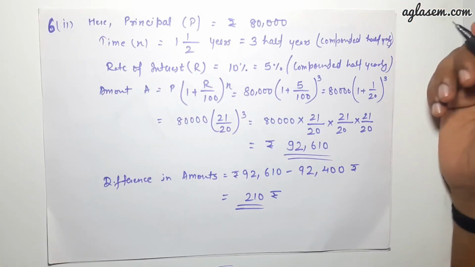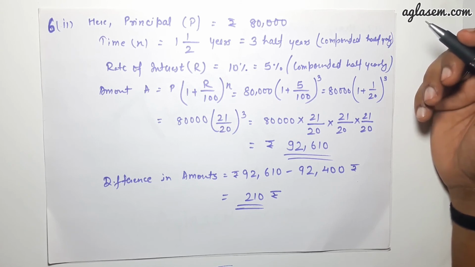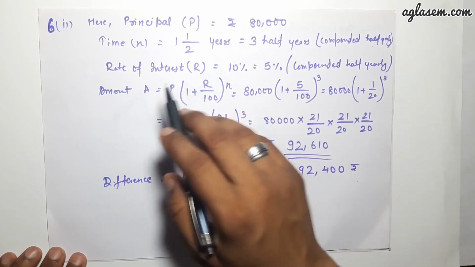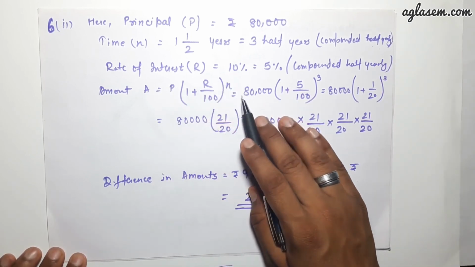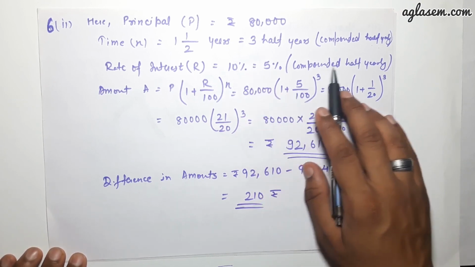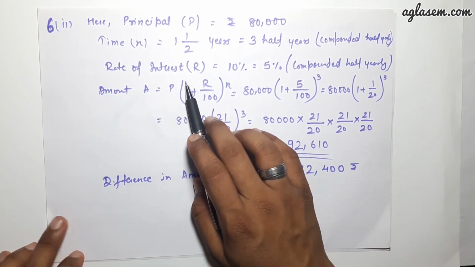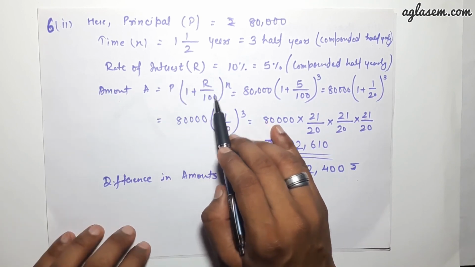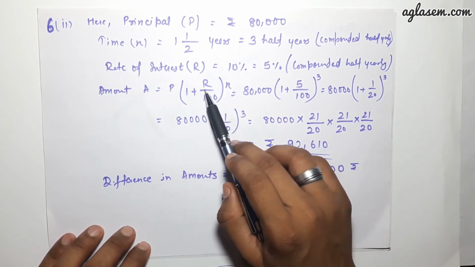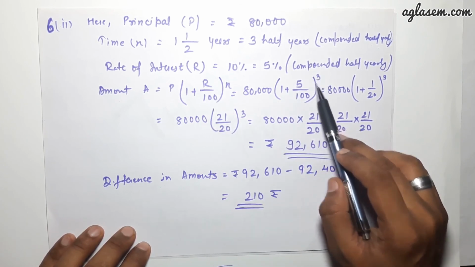Now the second part. Here principal P is 80,000. Time N is 1 1/2 years, which is 3 half years, compounded half yearly. Rate of interest R is 10%, which is 5% compounded half yearly. Amount is equal to P. Now let's put the formula. (1 + R/100)^N is equal to 80,000, that is P, (1 + 5/100), and time is 3.